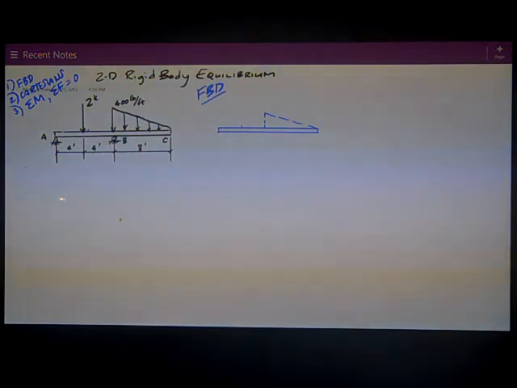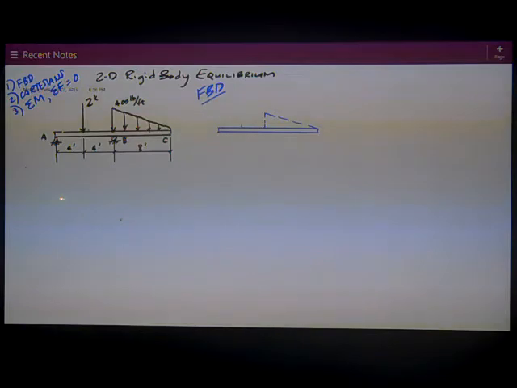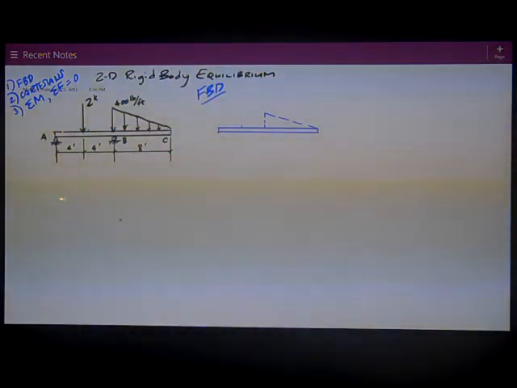It's David Spears, Civil Engineering Instructor at Texas Tech University, talking about statics, CE 2301. We've got a 2D rigid body equilibrium problem to look at today.